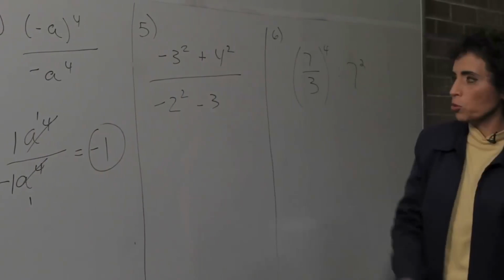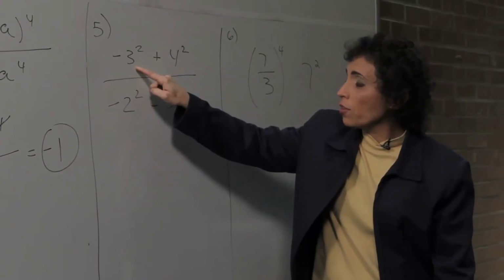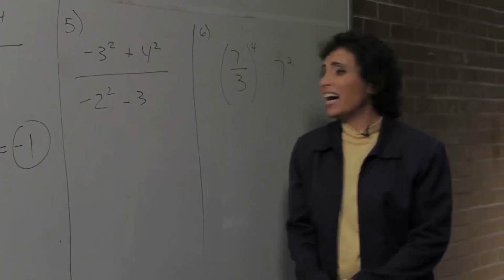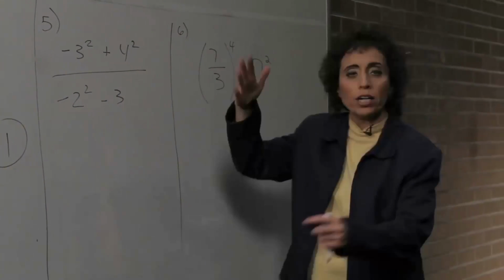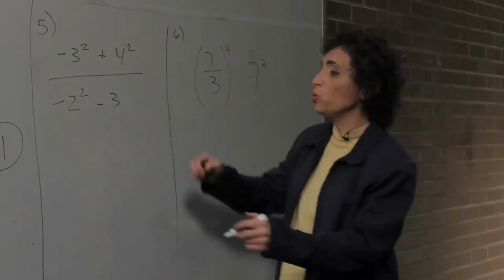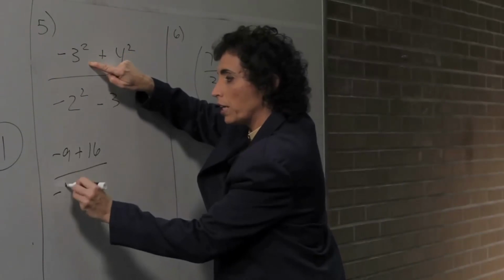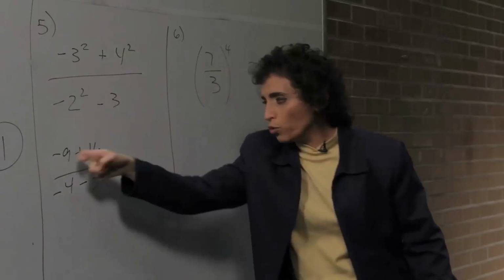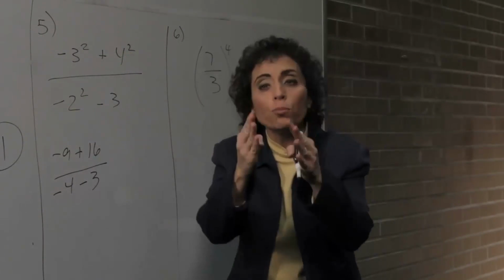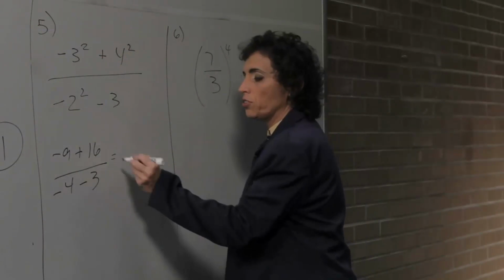All right, let's take a look at this problem. Negative 3 squared. The only thing being squared is the 3. Here the 4 is being squared, here just the 2. Okay, here's the deal. I cannot reduce here like I have been trying to do all day for this lesson because these are terms, so I'm going to have to actually do this. So this is negative 9 plus 16 over negative 4 minus 3. Don't reduce these guys. Don't reduce the 3 with the 9, the 4 with the 16, because they are terms. Cannot reduce terms.